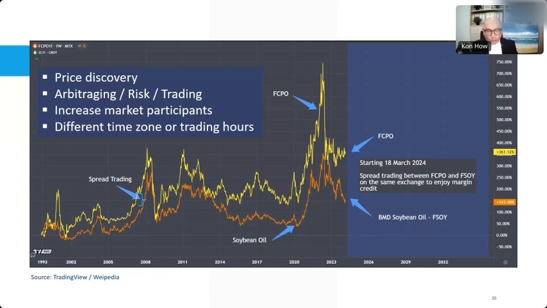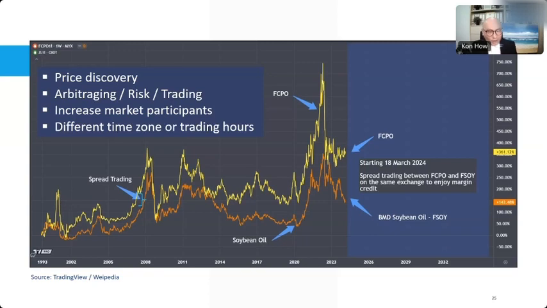But coming on the 18th of March, with the launch of the FSOY, I think Malaysia traders do not have to go to DCE. Of course, if you want, you can continue to do that. There's an opportunity for you to trade FCPO, the palm oil, and the FSOY on Bursa. Because these two contracts are in the same exchange, Bursa, you can enjoy a margin credit. So do check with Bursa and your broker how it functions.